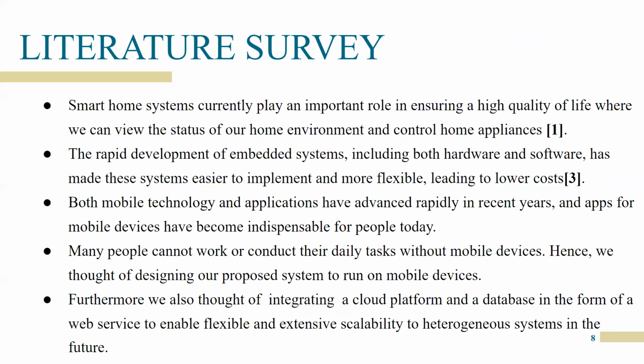So, summing up the two literatures that we have identified, we could easily say that smart home systems currently play an important role in ensuring a high quality of life. We can view the stats of our home environment and control our home appliances. That is the primary objective of our project. The rapid development of embedded systems, including both hardware and software, has made these systems easier to implement and more flexible, leading to lower costs. So we could implement simple hardware and even more user-friendly software.